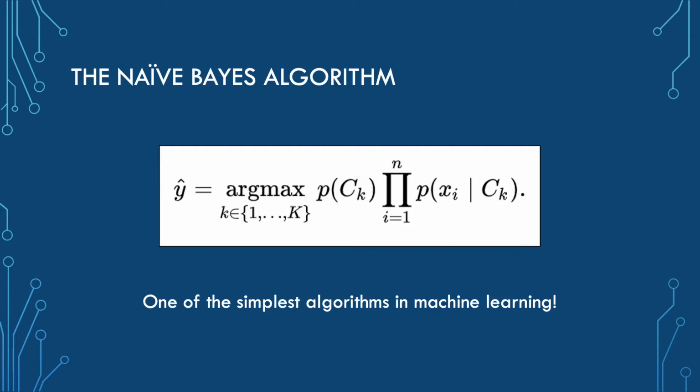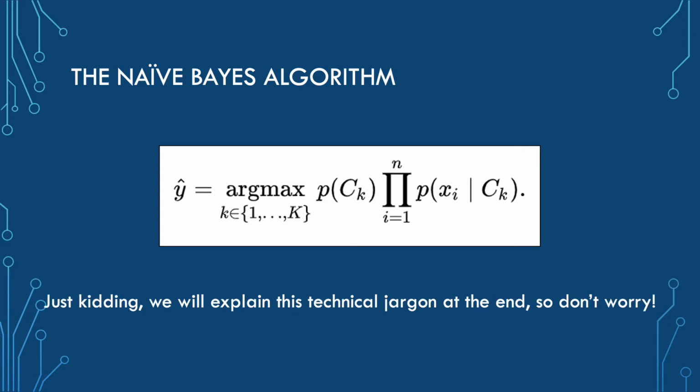Today, we will discuss the NAIVE Bayes algorithm, one of the simplest classification algorithms in machine learning. Just kidding on this math stuff. Don't worry about it for now. This will make sense at the end of the lecture.